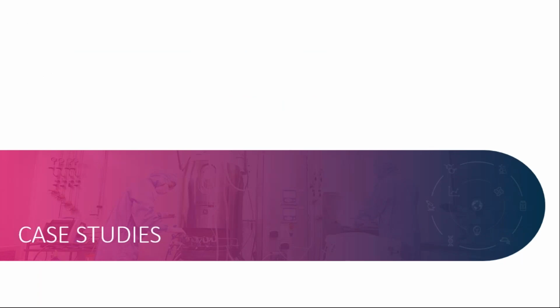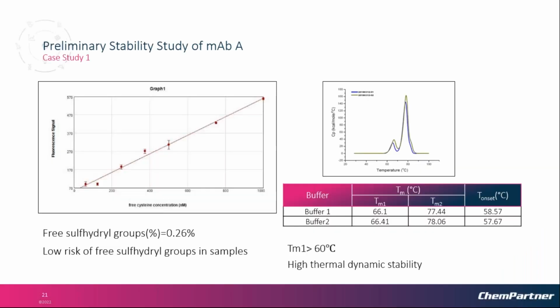In these years, we have worked on a lot of projects about developability assessment, and next I will show you some typical cases. This is case 1. We conducted a developability assessment study for the mAb-A molecule. In the left figure, we tested the free sulfhydryl groups percentage, and the value is 0.26, which suggests a low risk of free sulfhydryl groups in samples. The right figure shows the melting temperature testing, and the result is more than 60 degrees, which suggests a high thermodynamic stability.